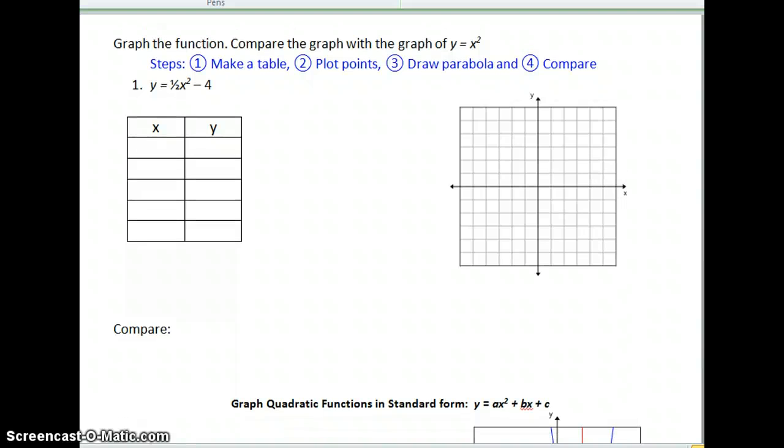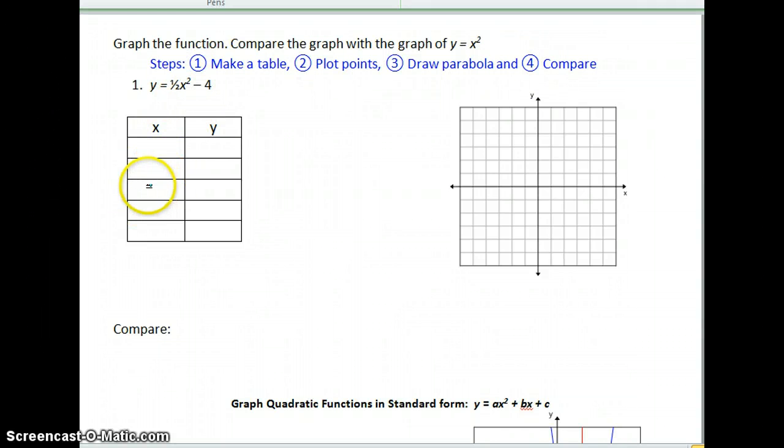So we're going to graph this first one, graph the function, and then compare it with that parent function that we just looked at on your other page there. For this, I'm going to do this in just 4 steps. So when it says graph and compare, this is what I want you to do. I want you to make a table, which is kind of provided for you, plot points, and draw the parabola, and then we'll compare. When we don't have a b, because remember for standard form, it's y equals ax squared plus bx plus c, there's no regular x term for this one. All you have to do is these steps.